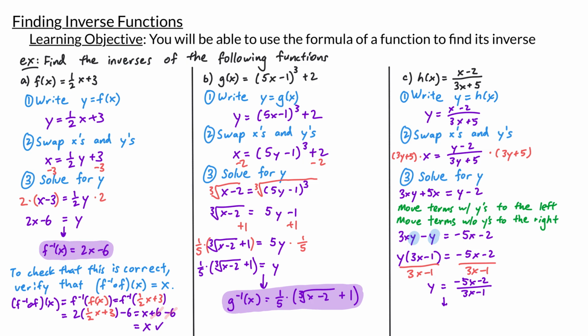And that's our inverse function. We have h inverse of x equals (negative 5x minus 2) divided by (3x minus 1). So in this video, we learned how to use the formula of a function to find the formula for its inverse function.